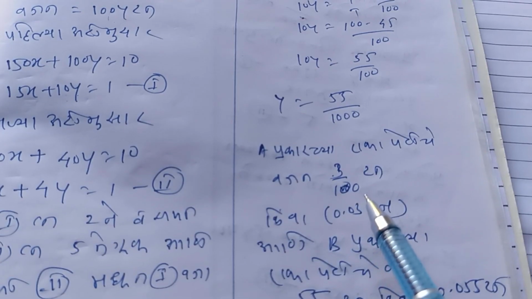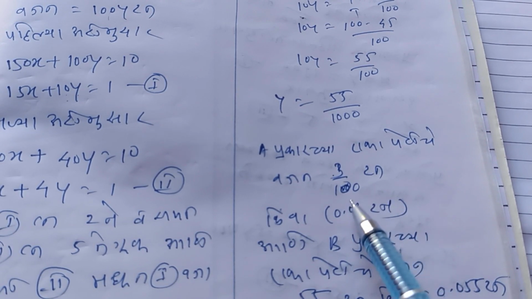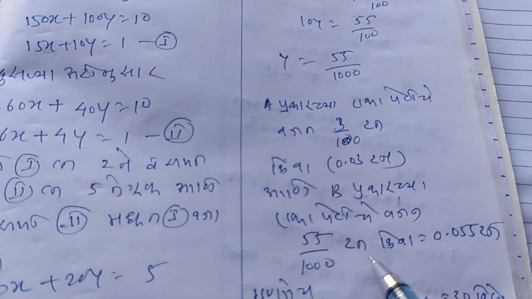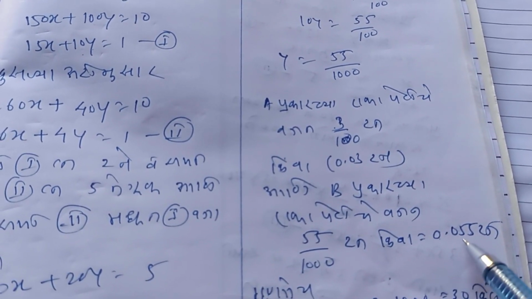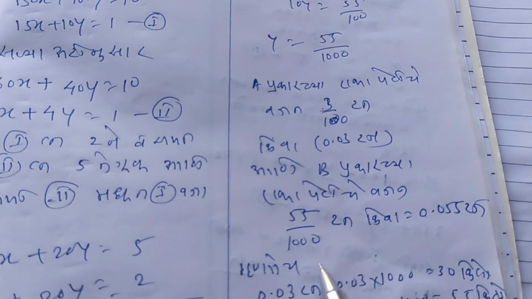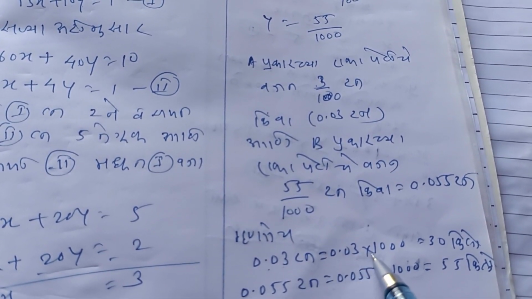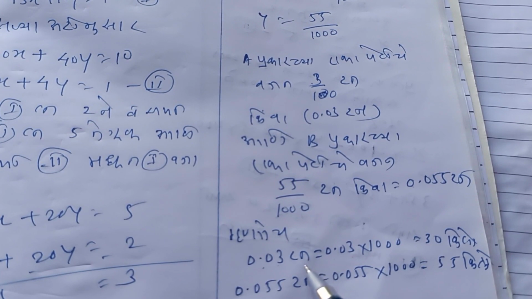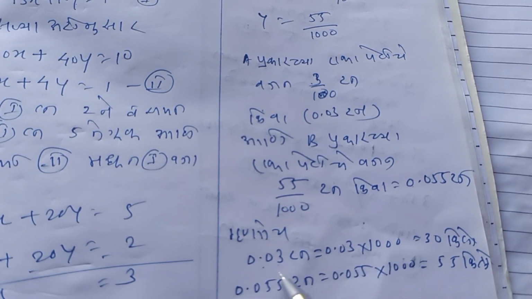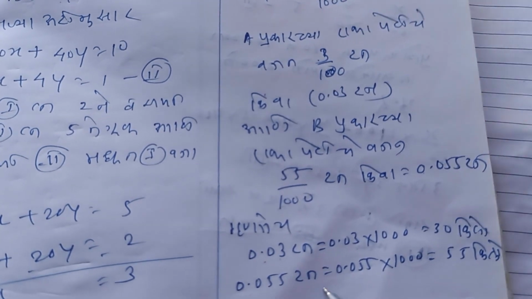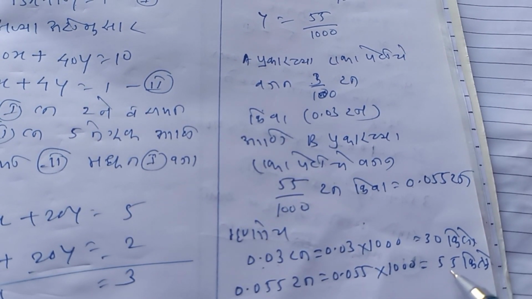Here the weight of a box of type A is 3 upon 100 ton, or 0.03 ton, and the weight of a box of type B is 55 upon 1000 ton, or 0.055 ton. Since 1 ton is equal to 1000 kilogram, 0.03 ton is equal to 0.03 into 1000, 30 kg, and 0.055 ton is equal to 0.055 into 1000, 55 kilogram.